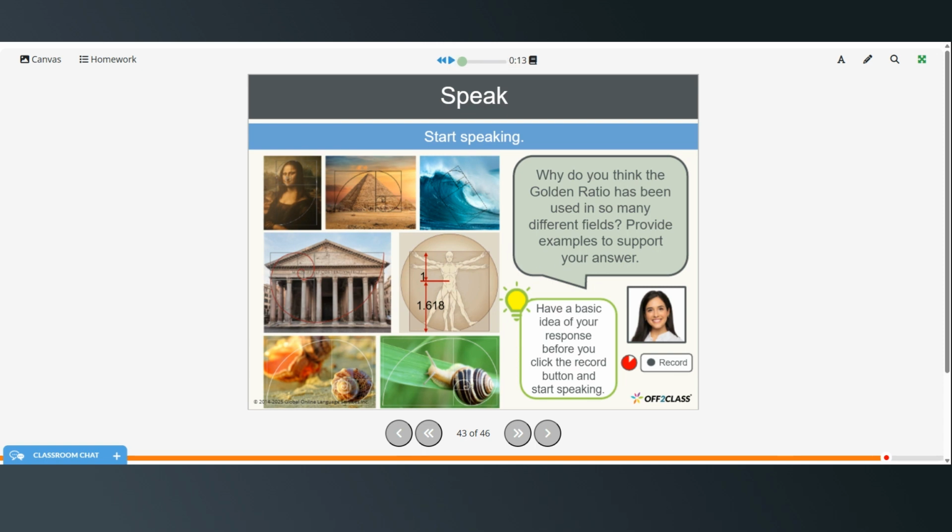Right, and then here's just a quick tip. It says have a basic idea of your response before you click the record button and start speaking. So again, you might want to study the pictures for some examples of why the golden ratio is used in many different fields. And pause the video, speak out loud, and then restart the video when you're ready to continue.